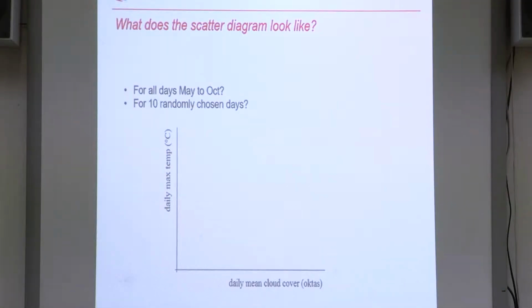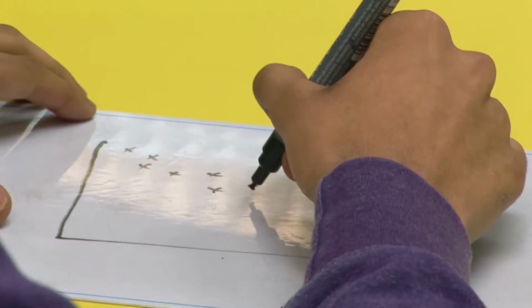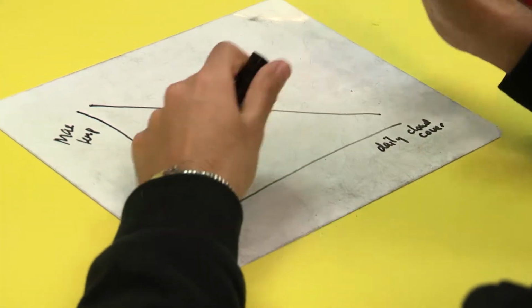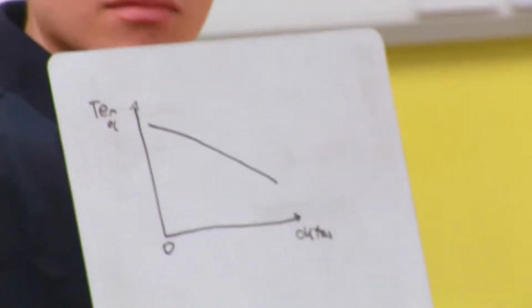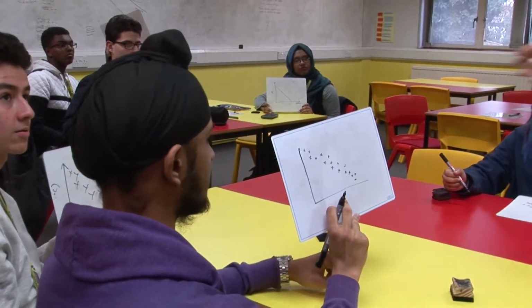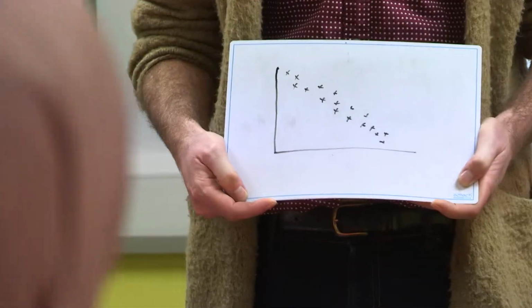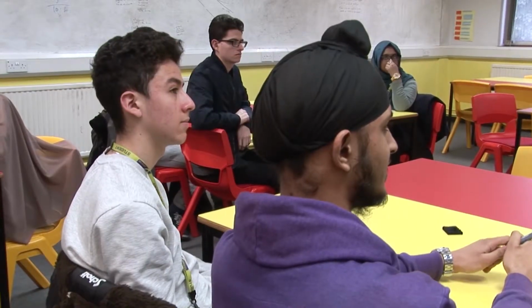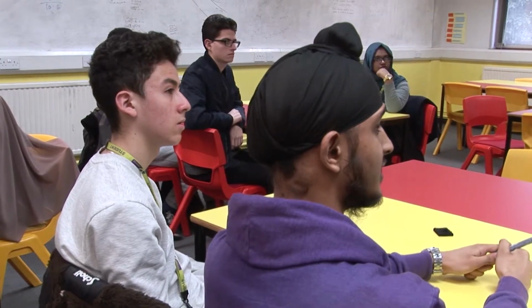And we asked the students what a correlation graph would look like if we plotted temperature against the number of octas. So they thought about that on their mini whiteboards, and we talked about that. Why don't you show me what you've got? Okay, interesting. Right, if we were looking at this one, for example, how would we describe this type of correlation? A negative correlation.